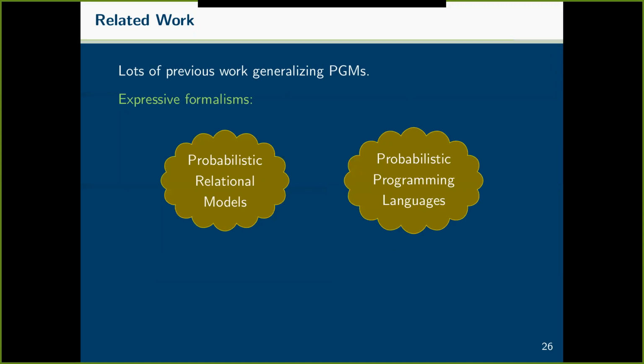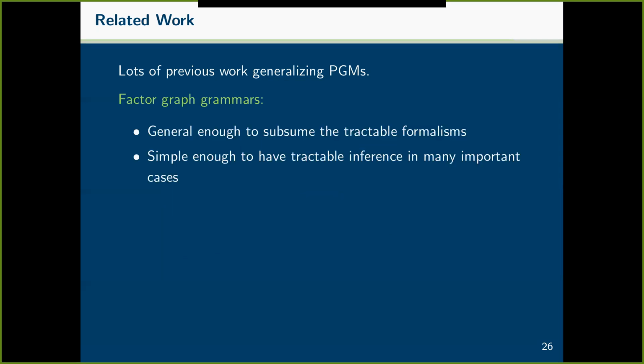And then you have really expressive formalisms like probabilistic relational models or probabilistic programming languages. And I know a lot of people here are interested in probabilistic programming languages. So these formalisms are very, very expressive, more expressive than factor graph grammars, but inference is often intractable. There's not necessarily algorithms for exact inference. And so we feel that factor graphs sit at sort of a sweet spot between these.